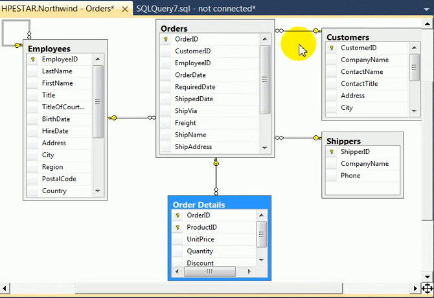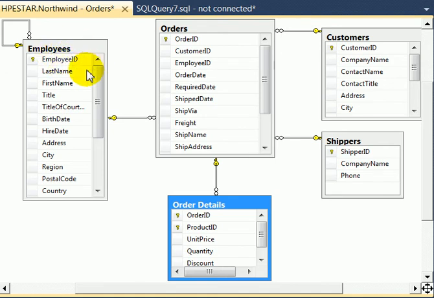The relationship between the orders and customers is many-to-one. That means one customer places many orders, and that is the typical case. But in terms of a relational database, we always say that the orders table foreign key employee ID references the primary key employee ID in the employees table.